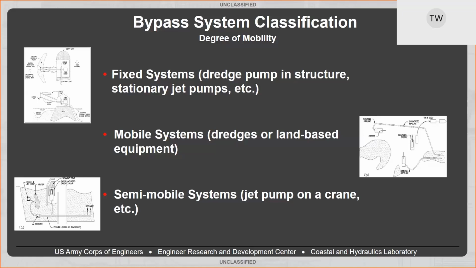And then you've got the semi-mobile plants that are kind of in between the fixed and the mobile systems, with an example being like a jet pump on the end of a crane at the Indian River Inlet, where that excavation point can be deployed at one location at the inlet for a certain amount of time, and then it can be moved to another location while still at that same inlet.